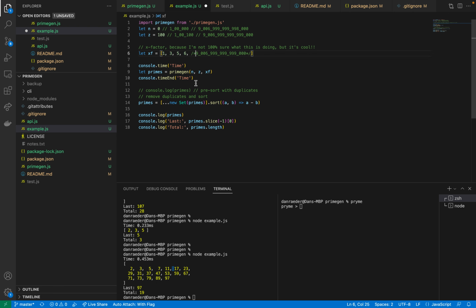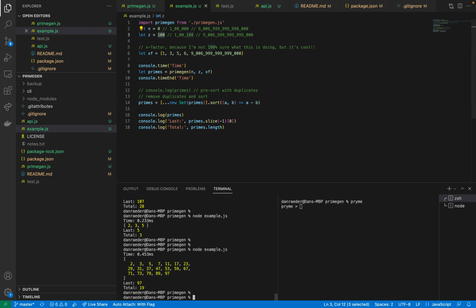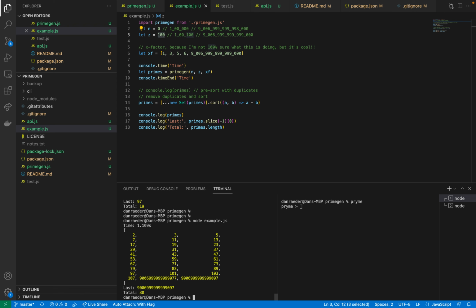But this is the cool part. Check this out. This is 9.006 quadrillion, well, almost 9.007 quadrillion. And I'm asking for up to 100. And watch how fast this is. So this isn't all 100 in that quadrillion range, but these are quadrillion levels. And I wrote a library called prime, which does a quick prime number check. And as you can see, sure enough, it is prime.